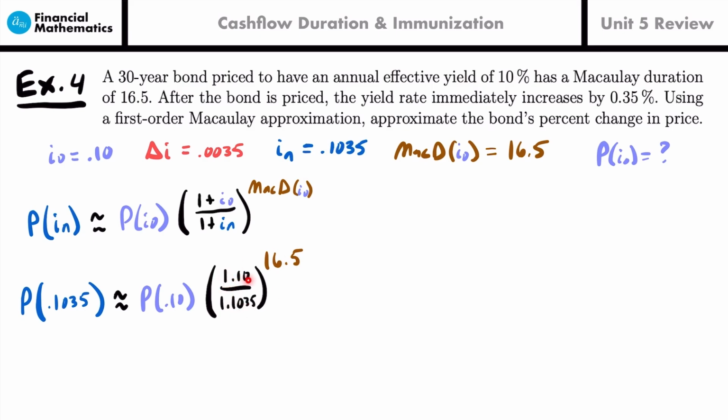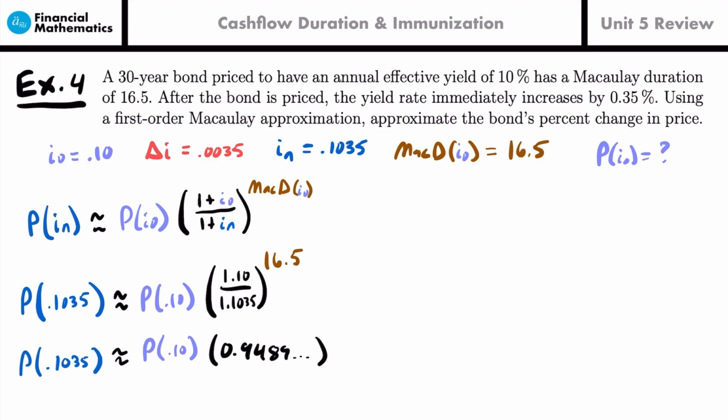So we can actually calculate this part. We can take 1.10 divided by 1.1035 and take it to the power of 16.5. If you do that, that quantity will be about 0.9489 and some more decimals. And that's really all we can do in this formula. So let me just write everything else in here. The price at an interest rate of 0.1035 is approximately equal to the price at 10% times this value.